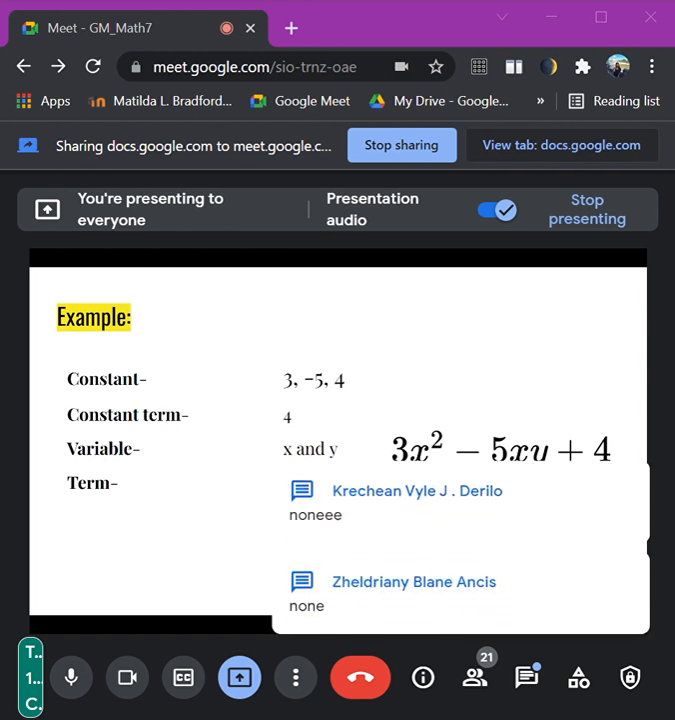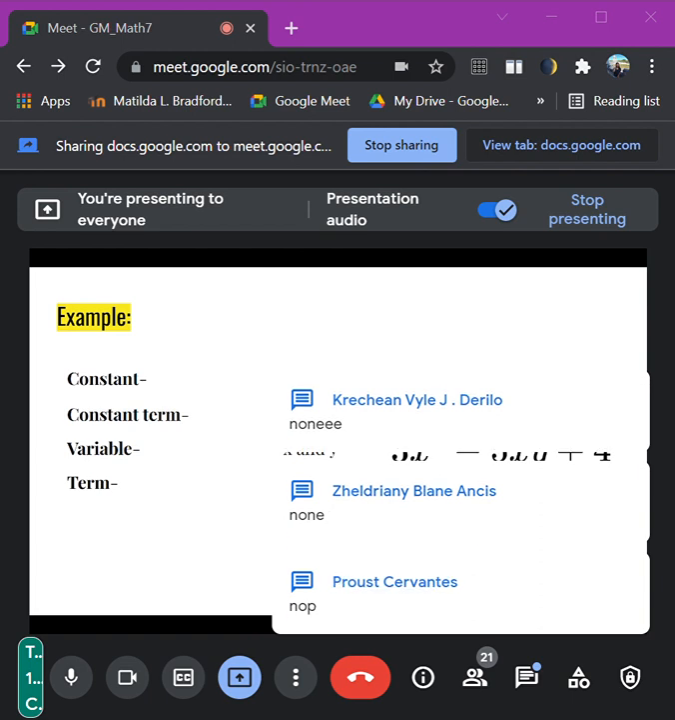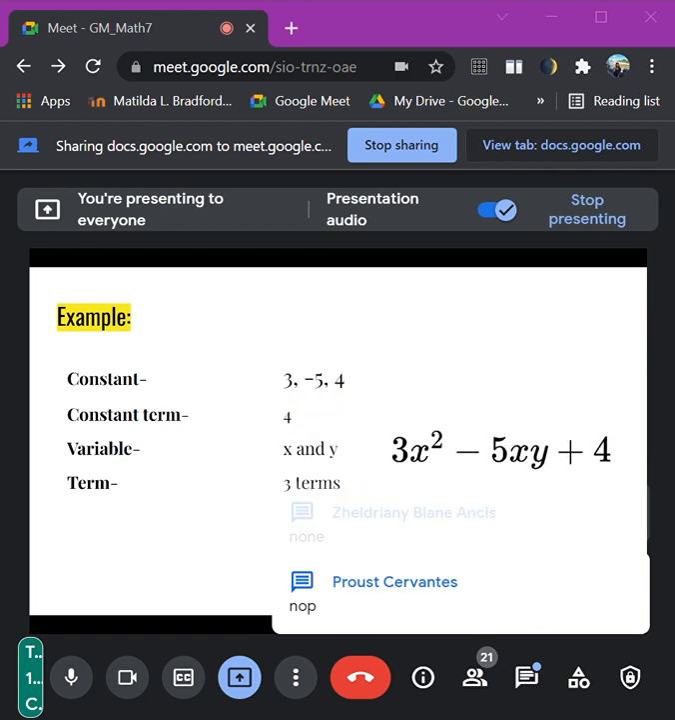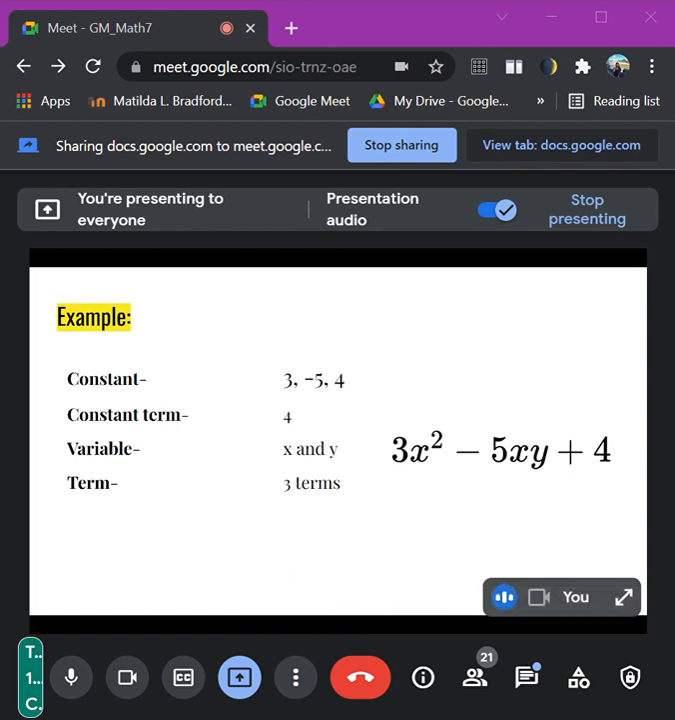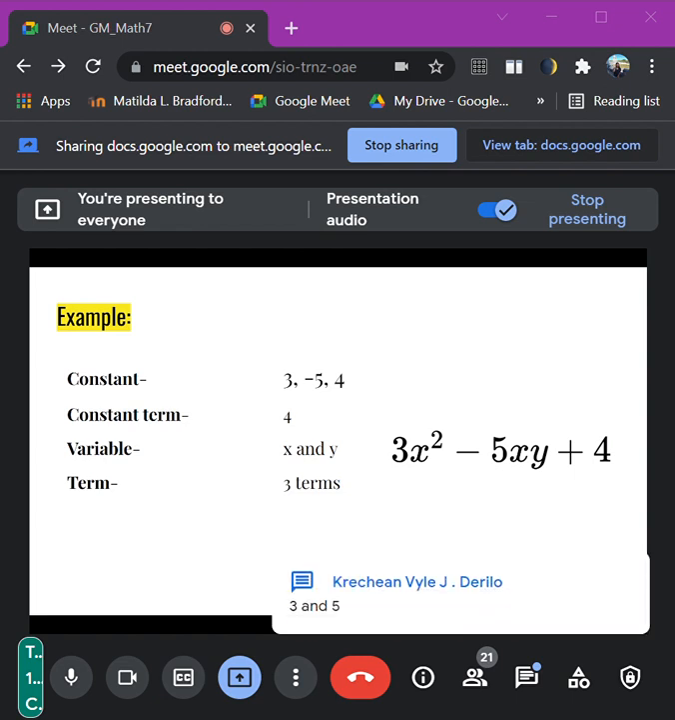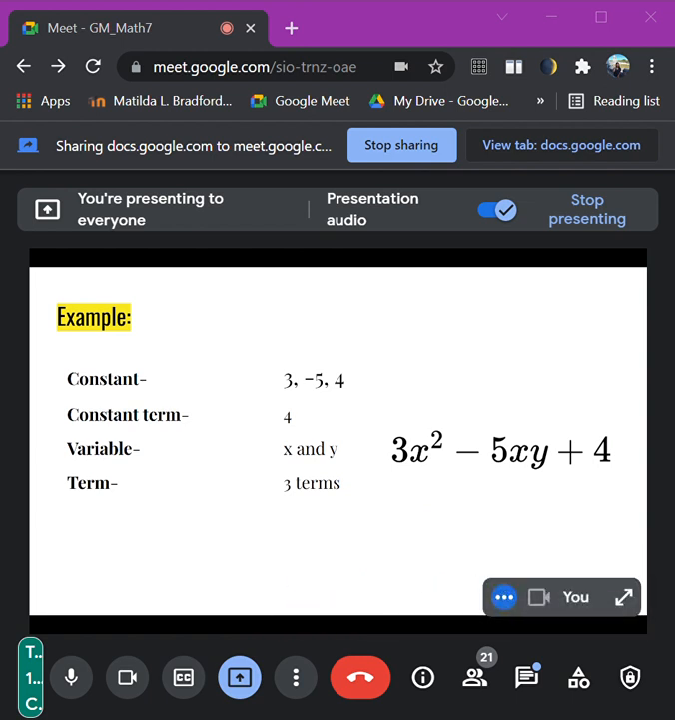None. Now, this time we are going to get the numerical coefficient. The numerical coefficient, class, is the numbers beside the variable. So, what are our numerical coefficients? 3 and 5. Remember, what did we say earlier? Whatever its sign is, we carry it.